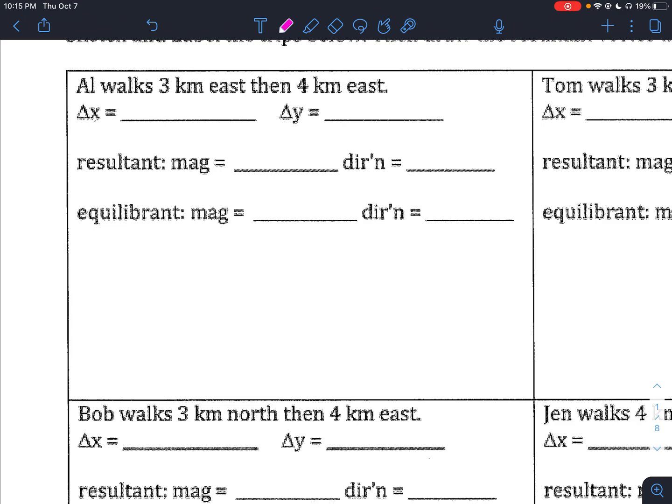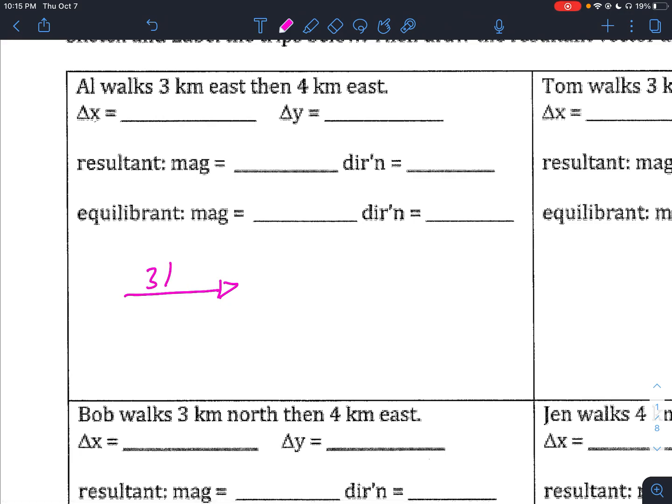So we have Al, he walks 3 kilometers east, and I'm drawing an arrow because technically an arrow is a vector. The arrow points towards a direction, and the length of that arrow indicates the magnitude or the size. So if this is going to be my 3 kilometers east, and east we can assign, if we're just looking at a piece of paper, east is right, north is up, west is left, and south is down. So if I'm going to sketch out walking 4 kilometers east, that arrow or that vector needs to be a little bit longer.